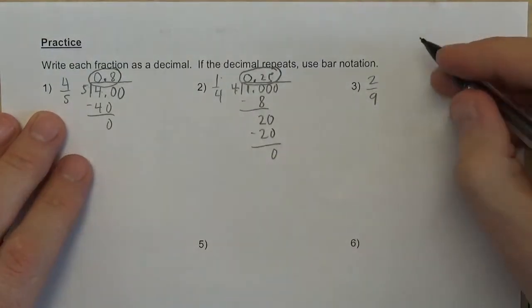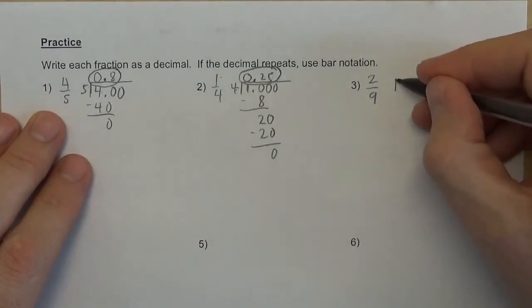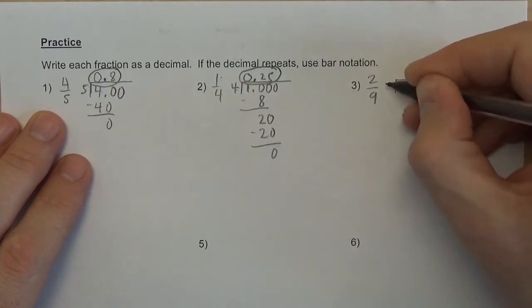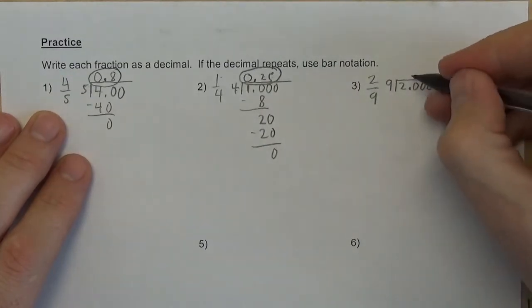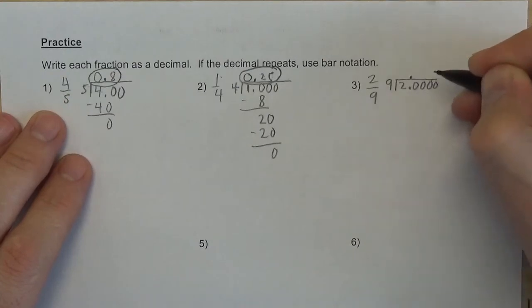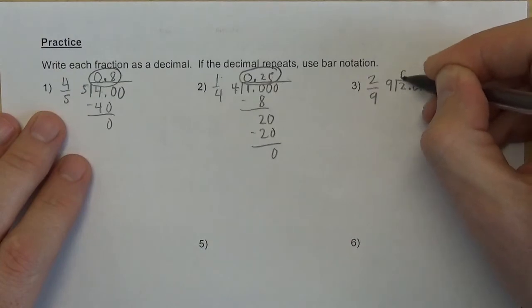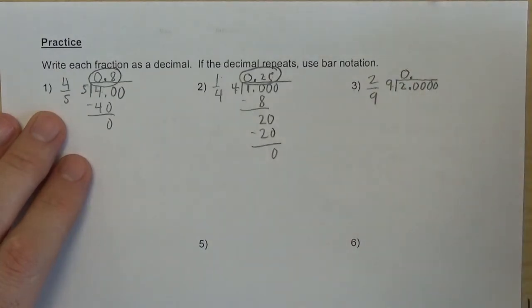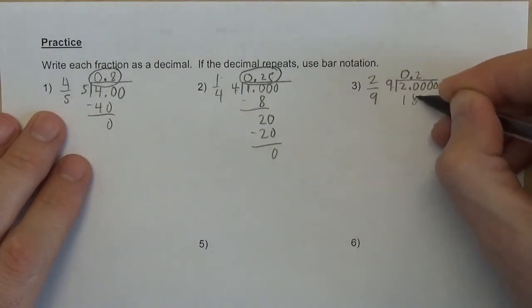All right, what about number 3 here? 2/9. So go ahead and write that down. We're going to put the numerator on the inside, the denominator on the outside, decimal point, fill in a few zeros, 3 or 4, doesn't matter. We can add more later if we need to. Put the decimal point up there. All right, 9 goes into 2. Well, it doesn't fit into 2, so we have to put up a 0 there. How many times does 9 go into 20? It goes in 2 times, but doesn't go in exactly. 2 times 9 is 18.